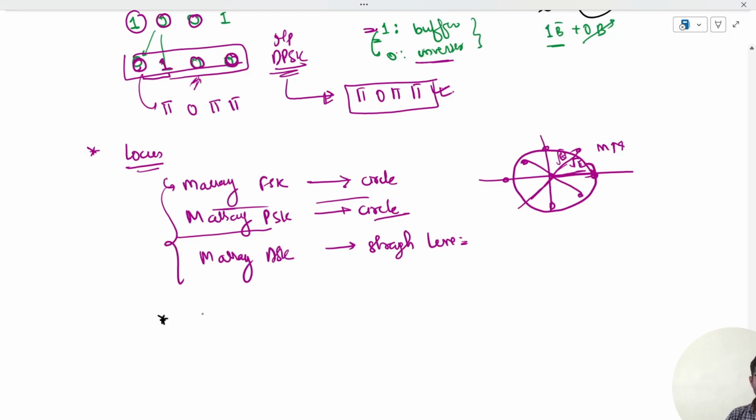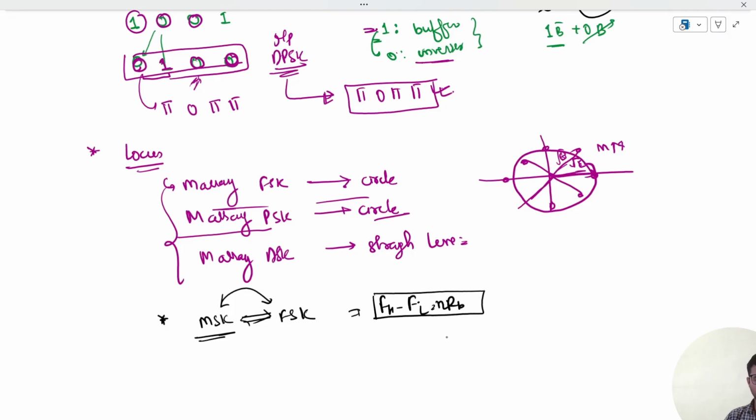Then there is another important point, which is related to minimum shift keying, MSK. Whenever you see MSK, remember that MSK is almost similar to FSK. You can just think of MSK as FSK and solve the question. So in FSK, what do we have? We have FH minus FL equal to nRb for orthogonality. This was that. And for a coherent detector or coherent modulator, we have FH minus FL equal to nRb by 2.